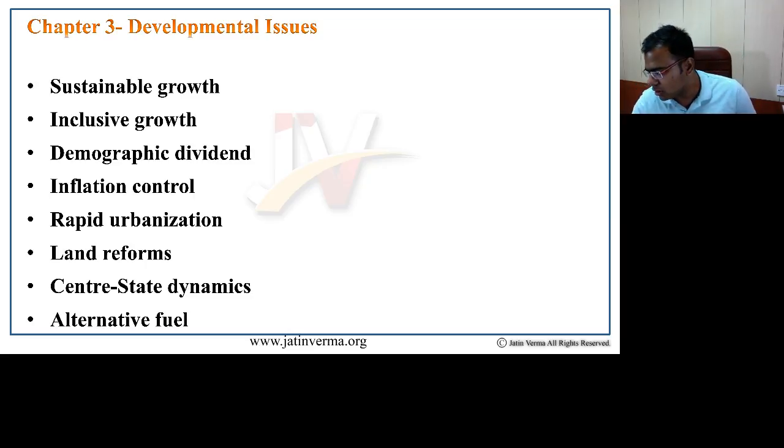The first developmental issue that I would like to talk about is sustainable growth. Sustainable development is defined as development or growth in which the needs of the present generation are met without compromising the needs of future generations as well. It is the definition which was provided by the Brundtland Commission, which was appointed by the United Nations.